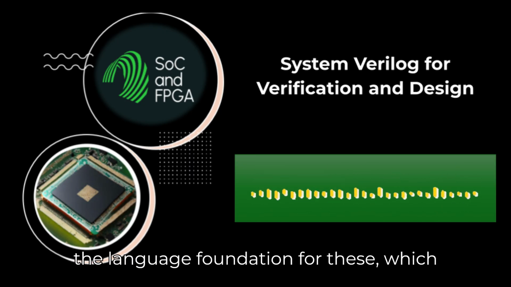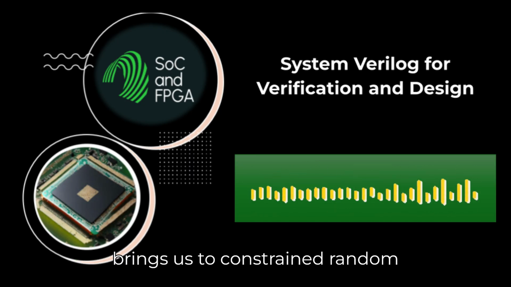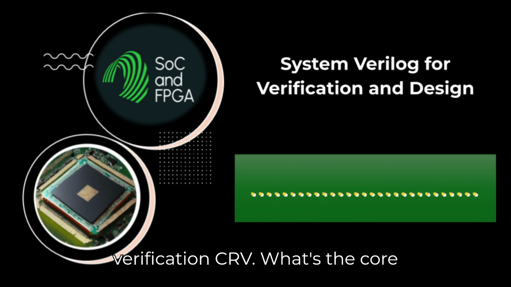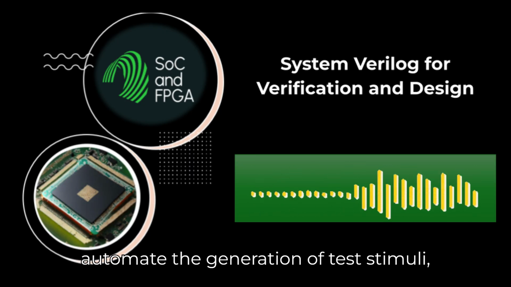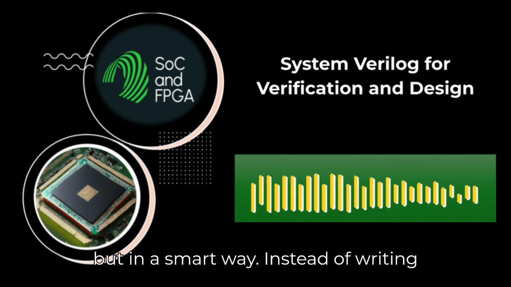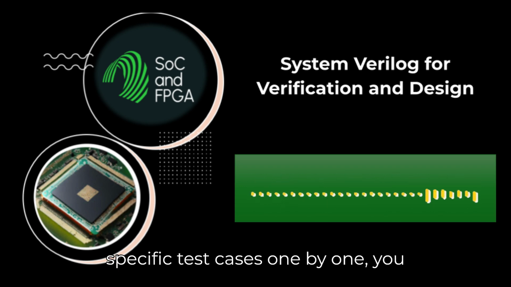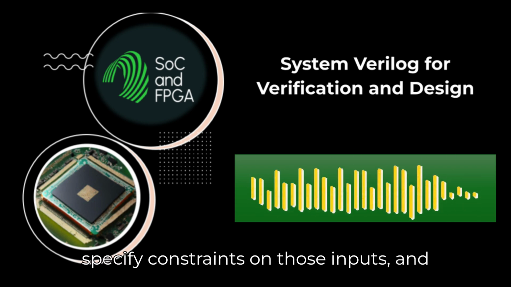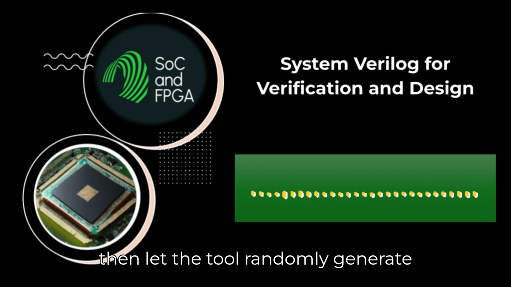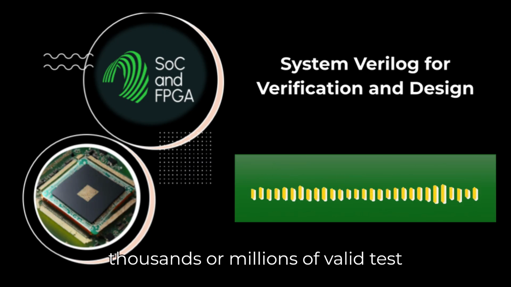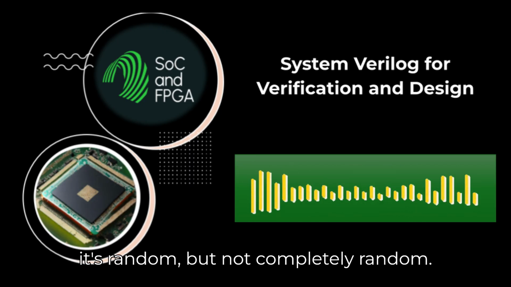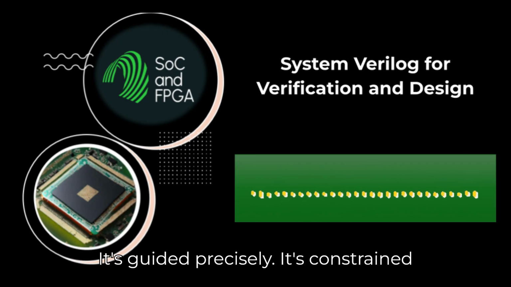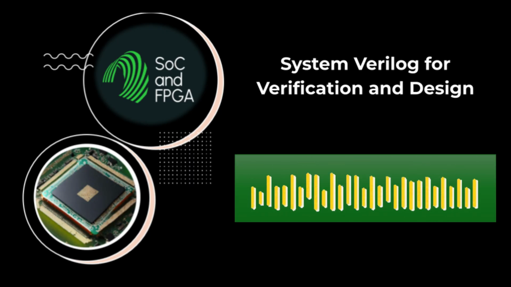SystemVerilog provides the language foundation for these. Which brings us to constrained random verification, CRV. What's the core idea there? The core idea of CRV is to automate the generation of test stimuli, but in a smart way. Instead of writing specific test cases one by one, you define the kinds of inputs you want, specify constraints on those inputs, and then let the tool randomly generate thousands or millions of valid test scenarios within those constraints. So it's random, but not completely random. It's guided. Precisely. It's constrained random.